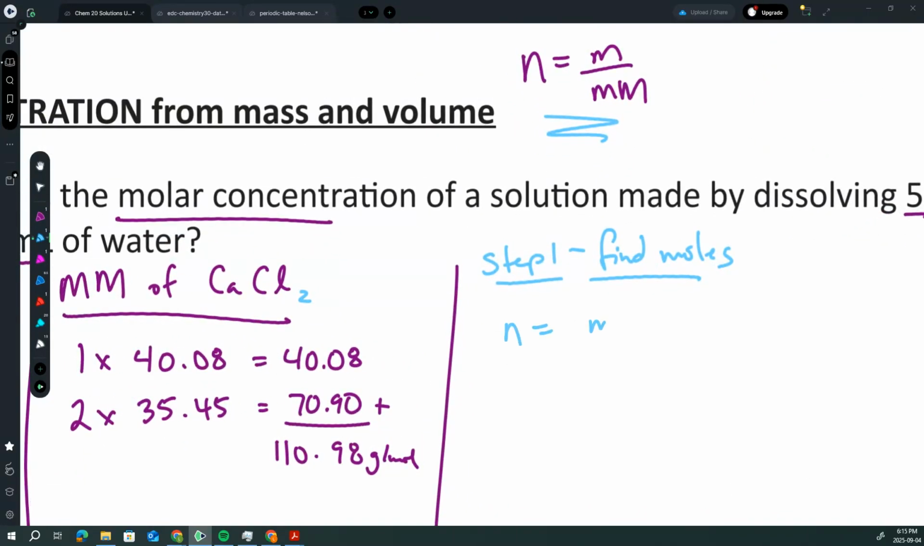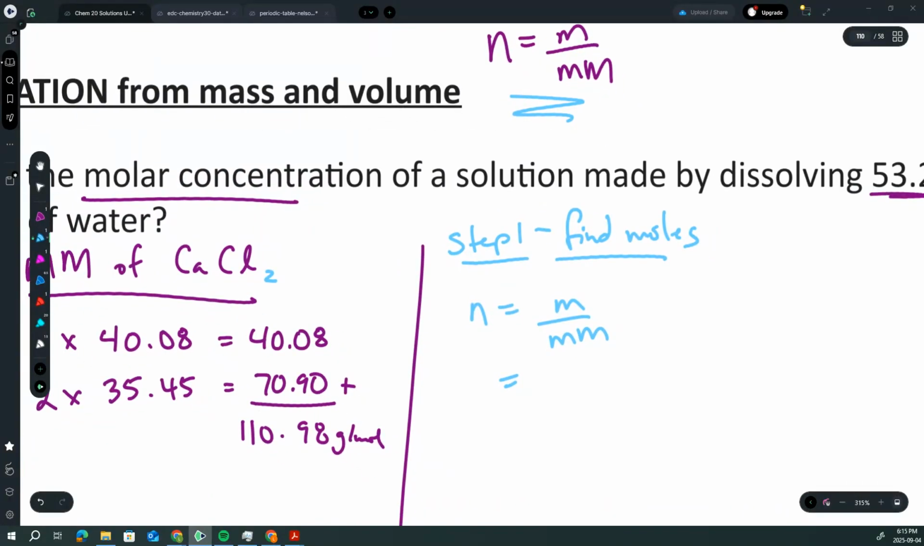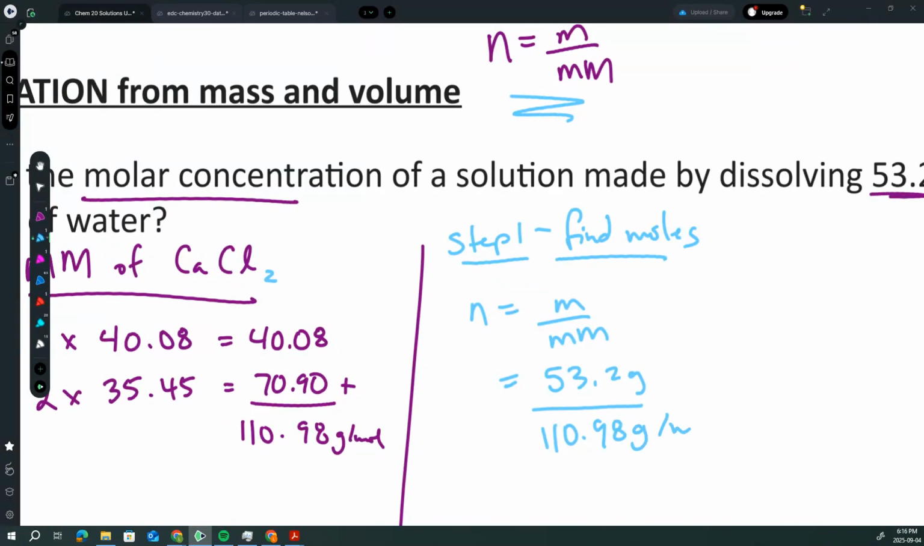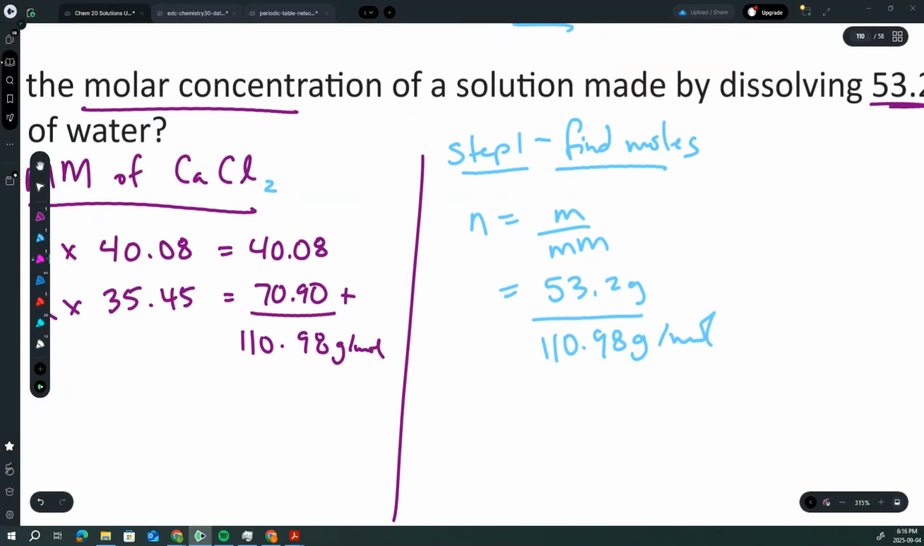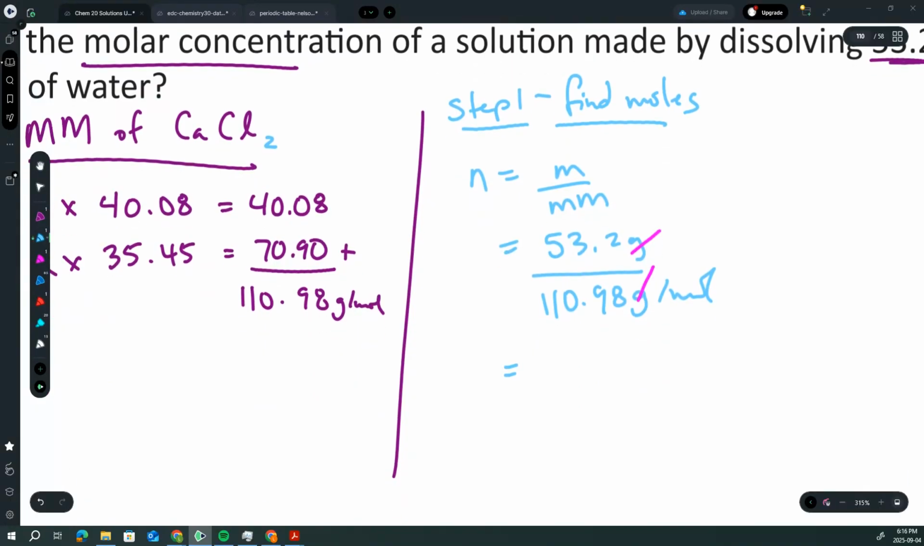So moles is equal to mass divided by molar mass. So 53.2 grams divided by 110.98 grams per mole. So grams cancels out, and we are going to get 0.4793. Number keeps on going on forever. And in subsequent calculations, I am going to be using the raw unrounded number.